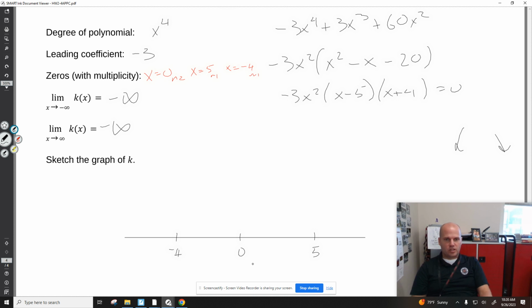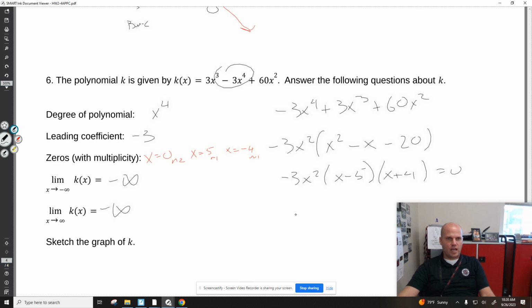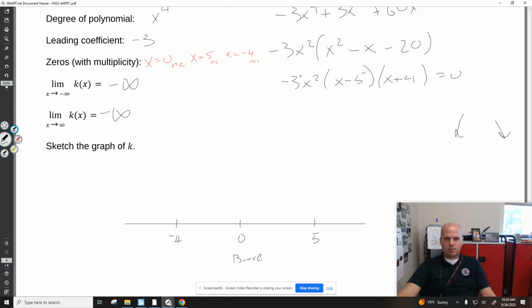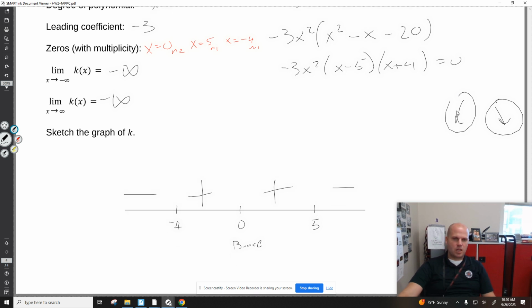-4, sign change. 0 is a bounce. 5 is a sign change. You could test your sign. Plug in something like 6, negative, positive, positive. I see a negative. That's confirmed that I'm having negatives using my end behavior. Change signs, bounce, change signs. That's confirmed with this end behavior.